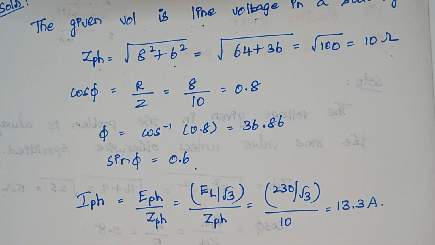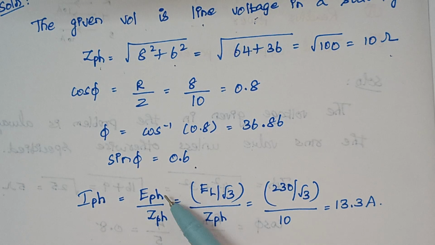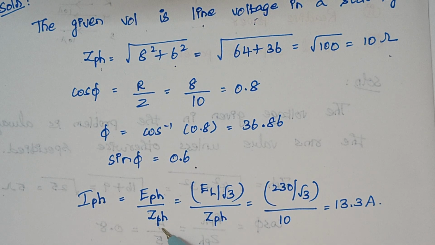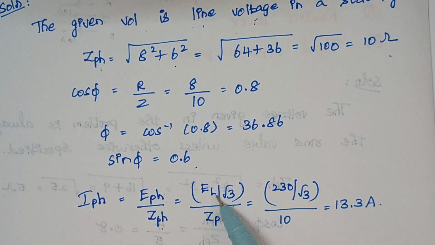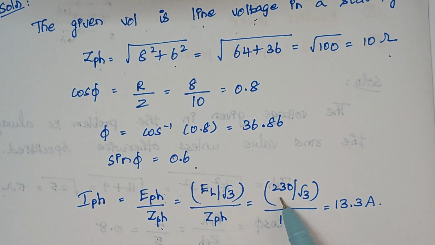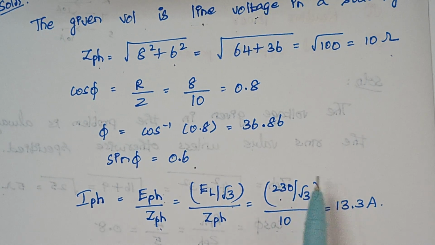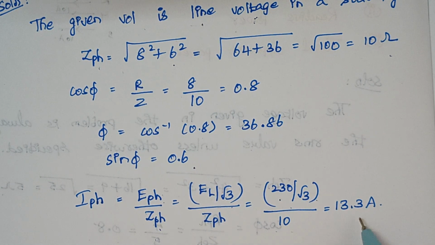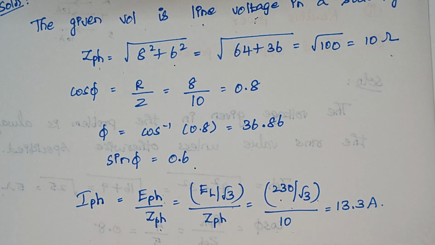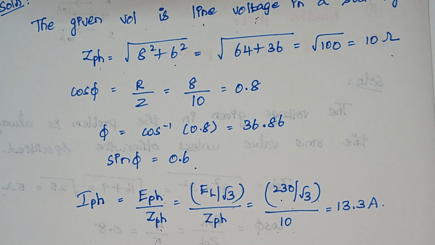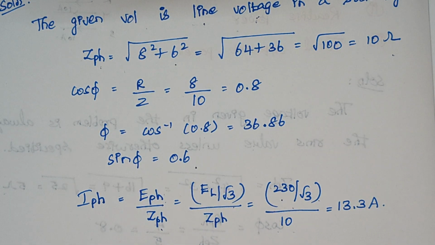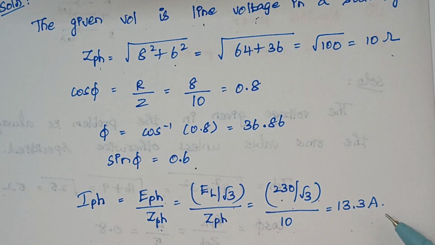Now we are going to find the phase voltage because we know E phase and we know Z phase. So E phase is nothing but EL by root 3. The value of voltage given in the problem is 230, so 230 divided by root 3, the whole thing divided by the value of Z phase, which is 10. Once you solve, the answer is 13.3 amps. In a star network, phase current is equal to line current. So I phase is 13.3, and similarly IL is also 13.3.